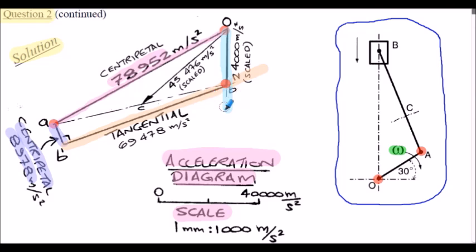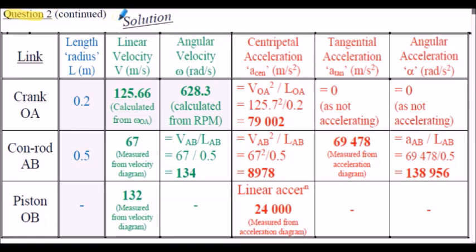Again, notice that point C is 0.4 from A, so on our diagram, make sure that you define point C, the appropriate distance from A, before measuring the vector O to C. I'll let you think through the process of constructing the acceleration diagram at your own pace. Question 2, solution continued. And finally, we can complete the table of accelerations as required. That concludes the solution to question 2.